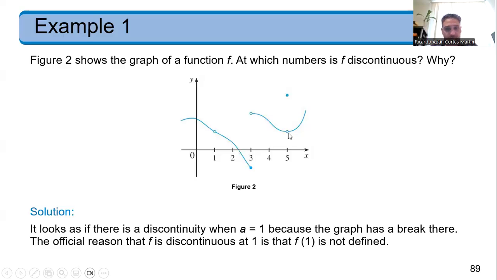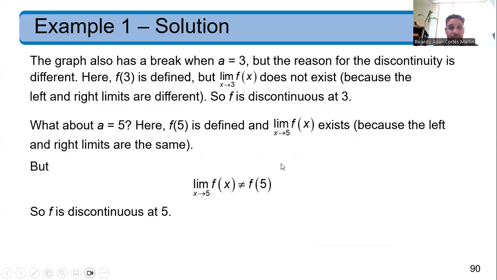Okay, what about number 5? Does the limit exist? Yes. Is the function defined at x equal to 5? Yes, of course. We have its value here. Are the limit and the value of the function the same? No, sadly not. So this doesn't work. Okay, so this is the explanation I gave.